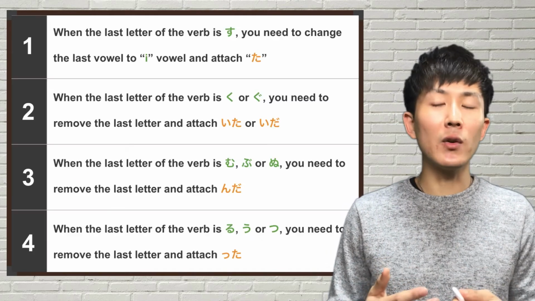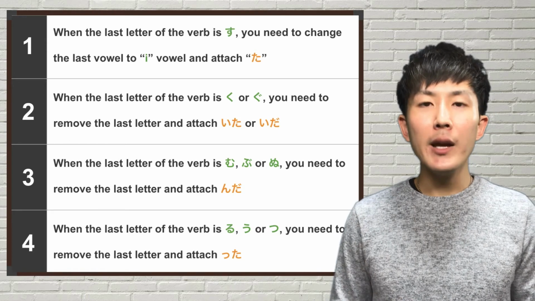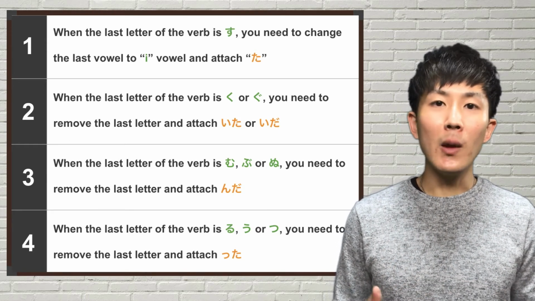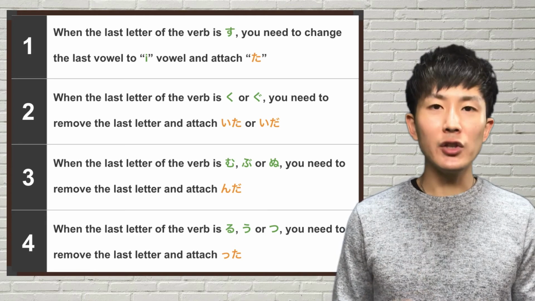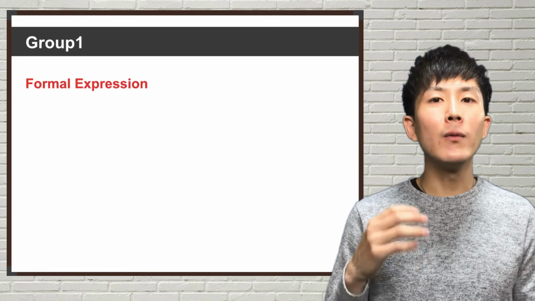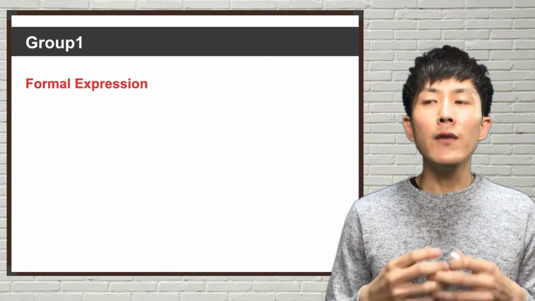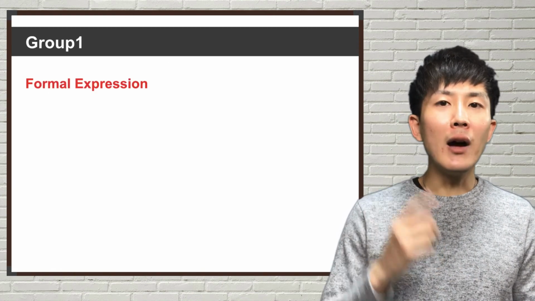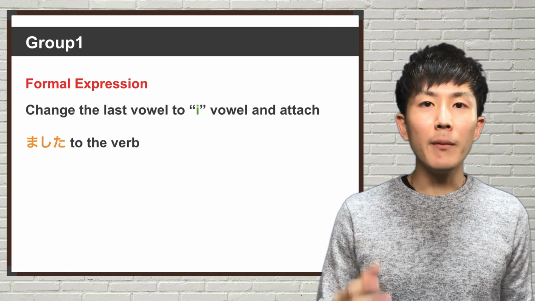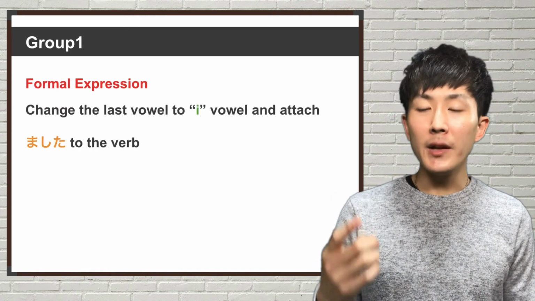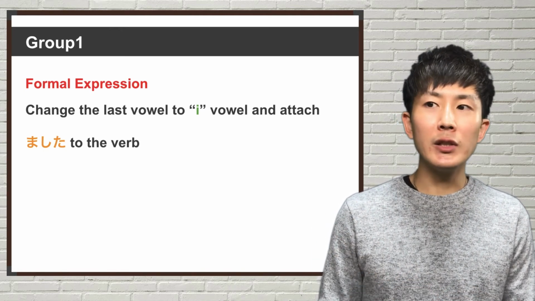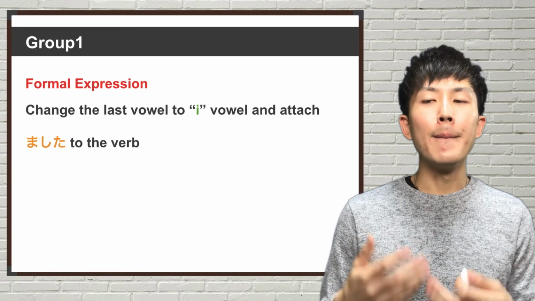So this is the conjugation rule for group 1. It's very complicated, isn't it? So please try to practice while watching the table. Actually, there is one way you can use the past tense simply. It's formal expression. Formal past expression has only one conjugation rule. Let me explain it. When you convert the verbs which belong to group 1 into the formal past expressions, you need to change the last vowel to e vowel and attach ました.